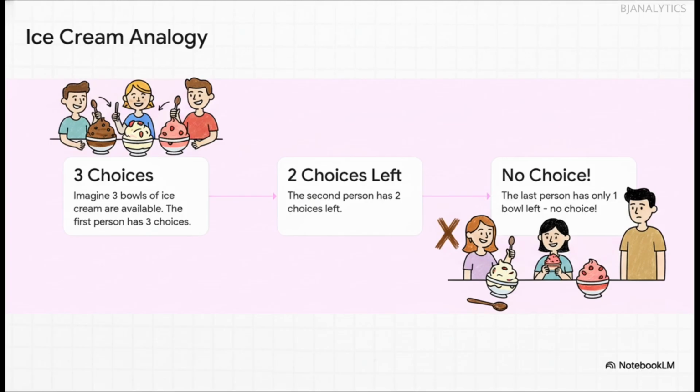The first friend walks up, they have 3 choices, right? Total freedom. Now the second friend comes along, their choice is a little more limited. They've only got 2 options left. But what about that last person? By the time they get there, their choice is already made for them. There's only 1 bowl left. There's no freedom at all. They get what's left. That idea, that one value is locked in, is what we call a constraint.